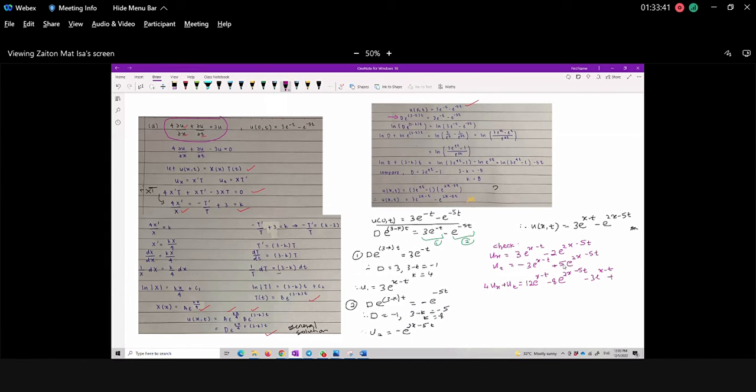So can we get 3u? U is that one. So 12 minus 3 is 9. They look good. Okay, and then minus 8 plus 5 is minus 3. So this is 3u, right? So 9e, blah blah, minus 3. So correct.